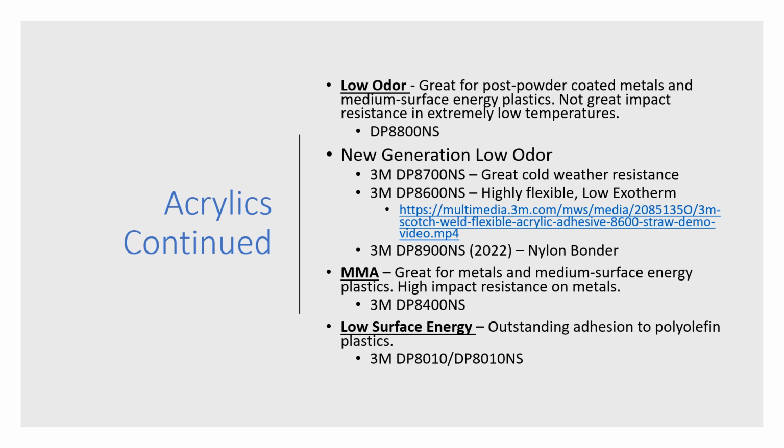So what's nice about this new generation, the 86 and 8700 series, is that they're low odor and non-flammable. So MMAs you cannot weld near because they are flammable. They also tend to have high exotherm. So MMAs are not going to be a good solution for bonding those very thin gauge materials.